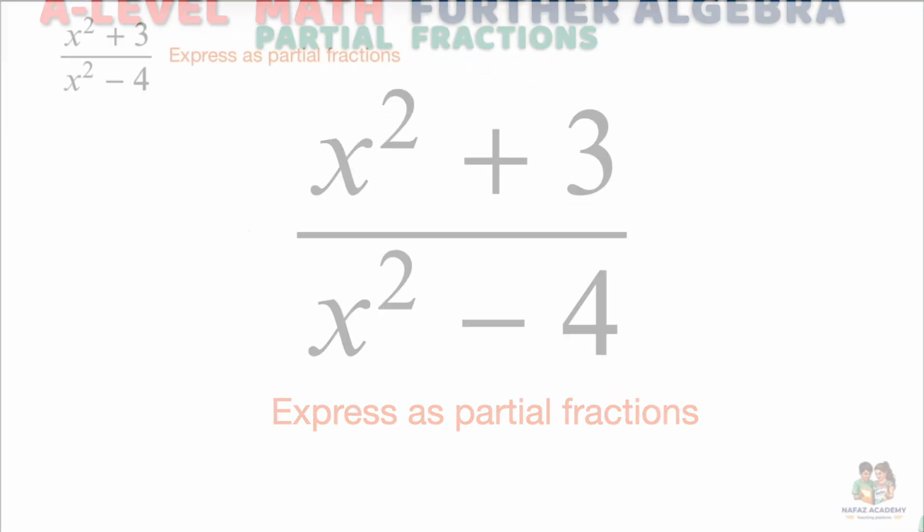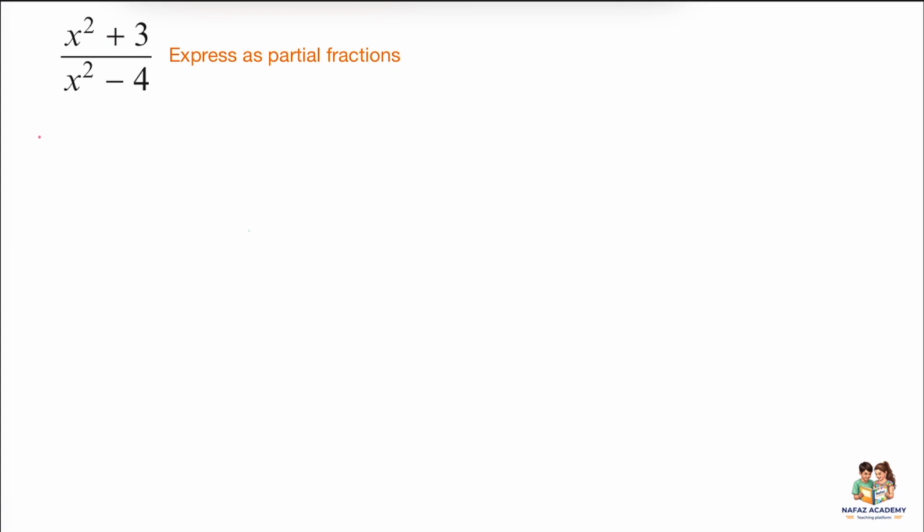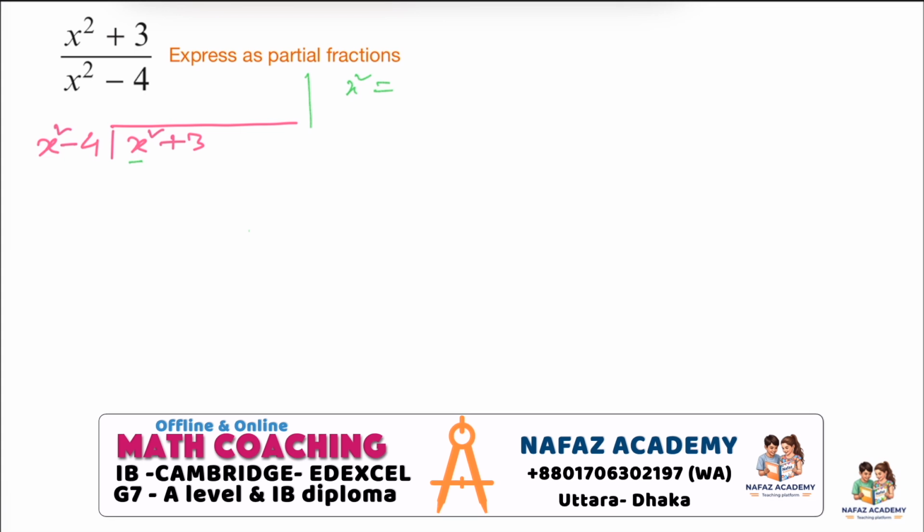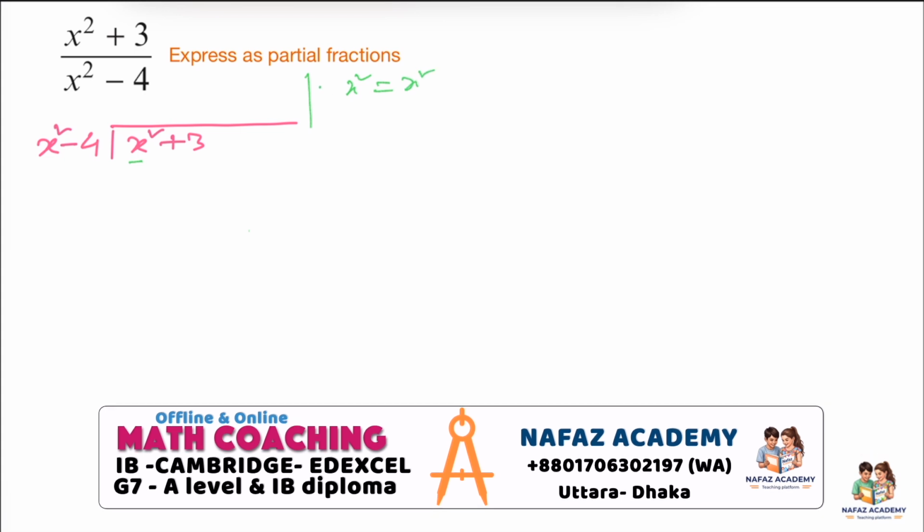This is Nafas speaking. Here is another special type of partial fraction. To solve this fraction, we have to use long division. At first, x square minus 4 is the divisor, and x square plus 3 is the dividend.